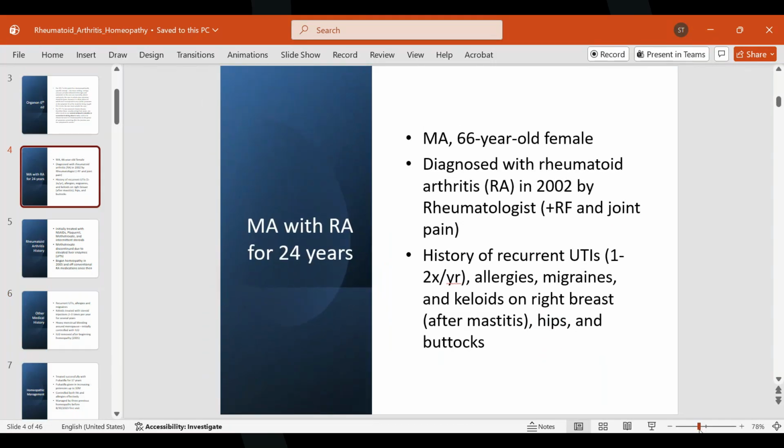Okay. So MA, she's a 66-year-old white female. She was diagnosed with rheumatoid arthritis in 2002 by a rheumatologist. The interesting thing about her diagnosis, she had a positive rheumatoid factor. Usually with rheumatoid arthritis, you want a history, like the morning stiffness. You want to have pain in the joints, swelling, and you want a positive rheumatoid factor or an anti-CCP antibody, and maybe some constitutional symptoms too.